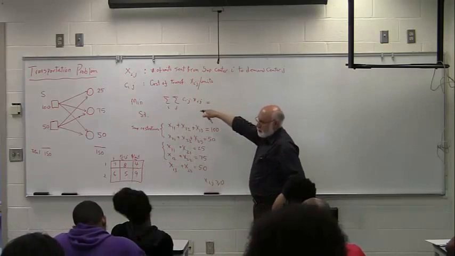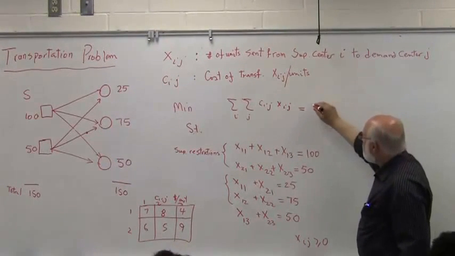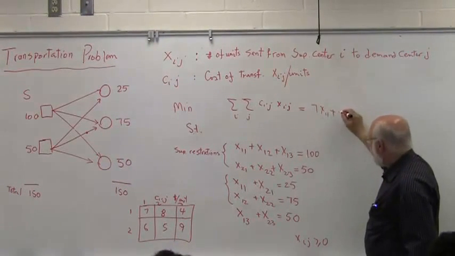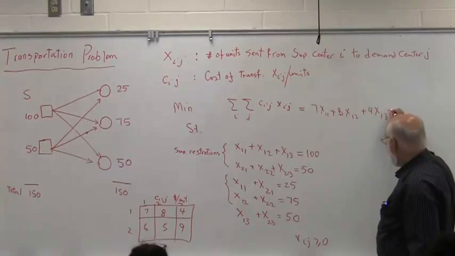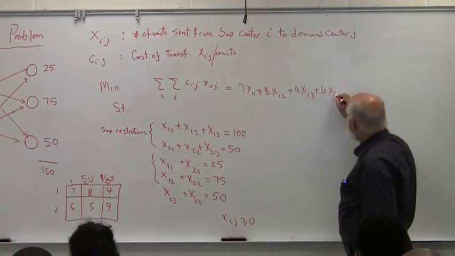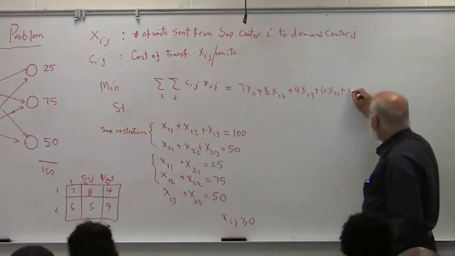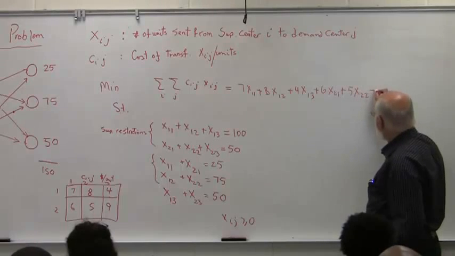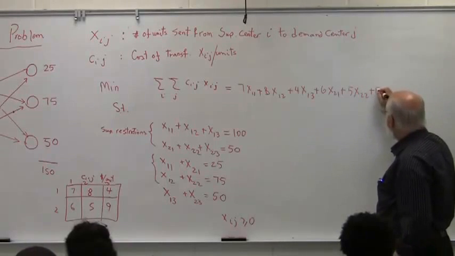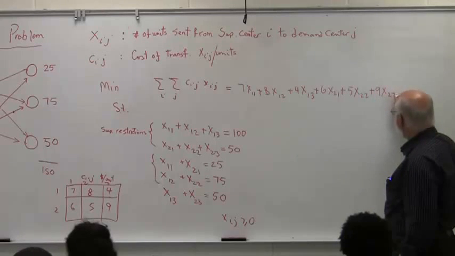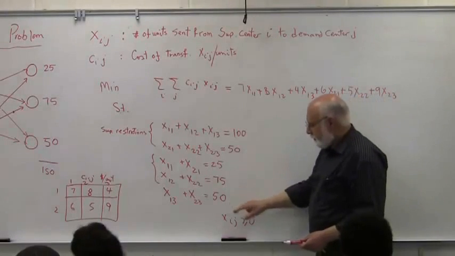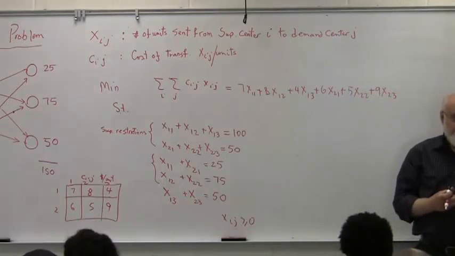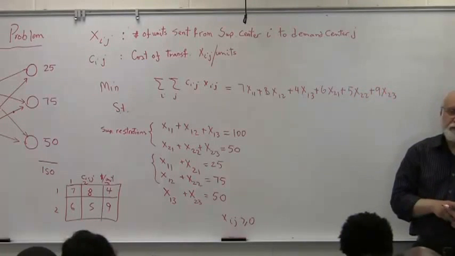And then if I want to expand this and write this, it would be 7x11 plus 8x12 plus 4x13 plus 6x21 plus 5x22 plus 9x23. That's what that is. So when I solve this problem, it would give me the best possible answer.